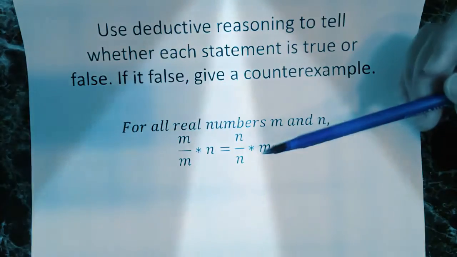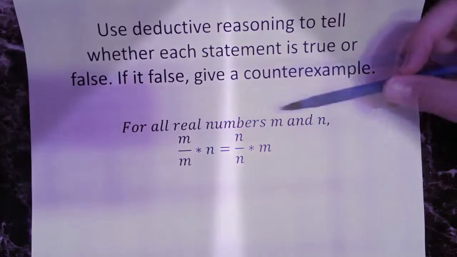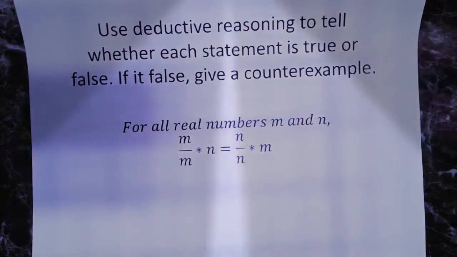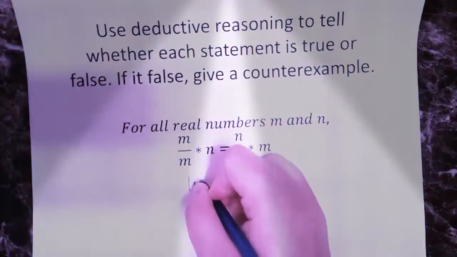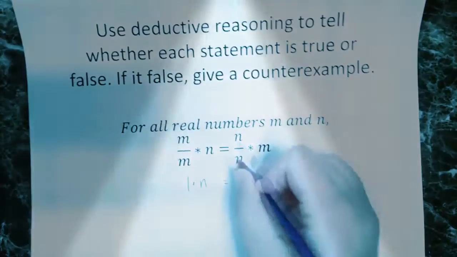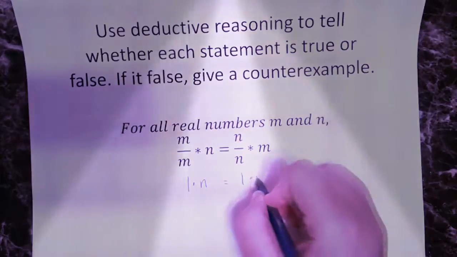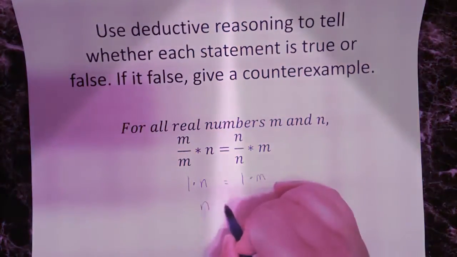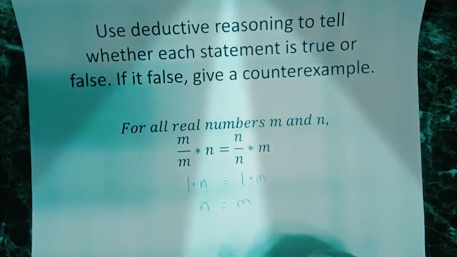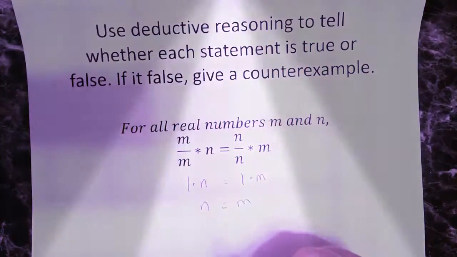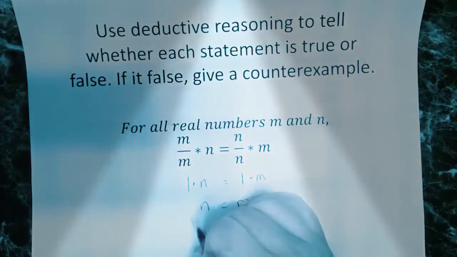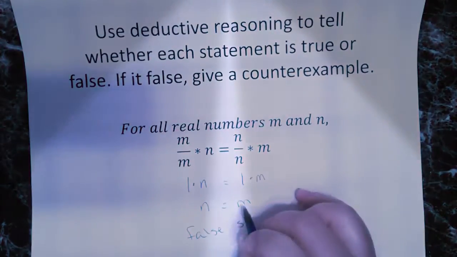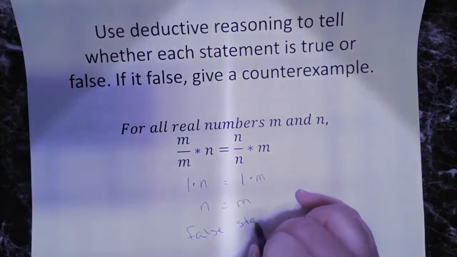Okay, what about this? Well, what's m divided by m? 1. So we get 1 times n. What's n divided by n? 1 times m. Well, n equals m, right? Is that true or false? That's false. That is a false statement. False statement.